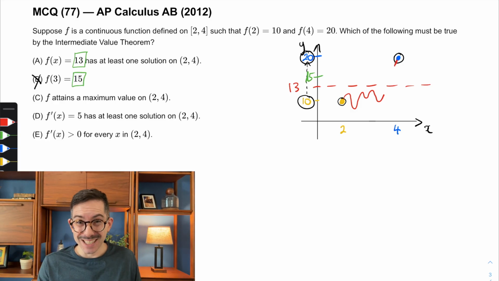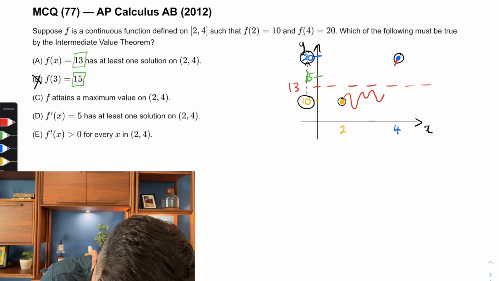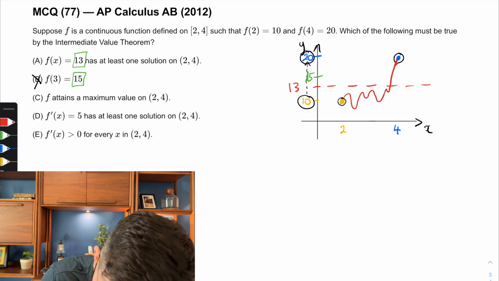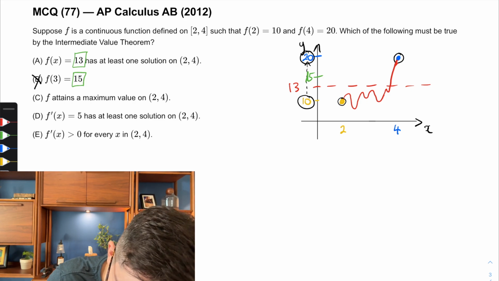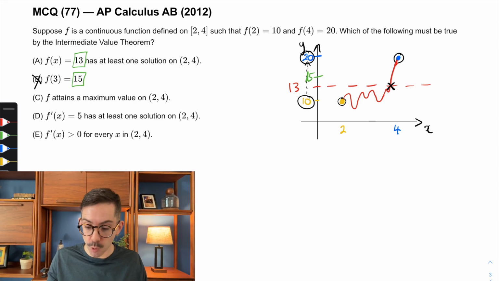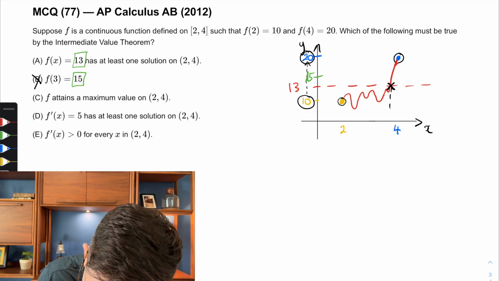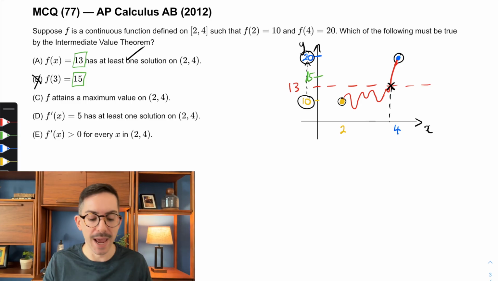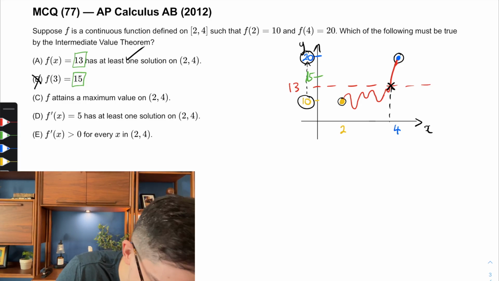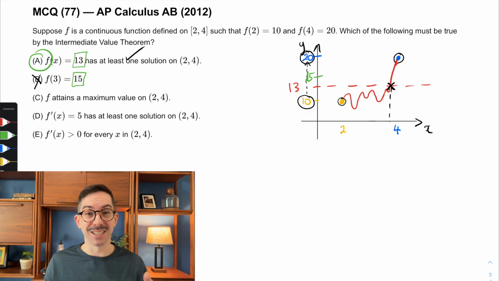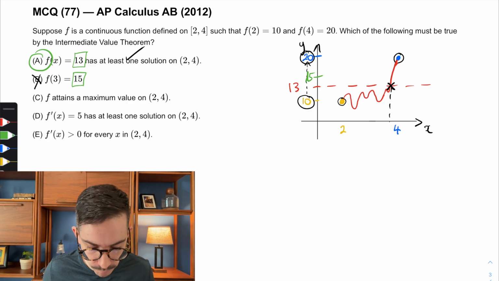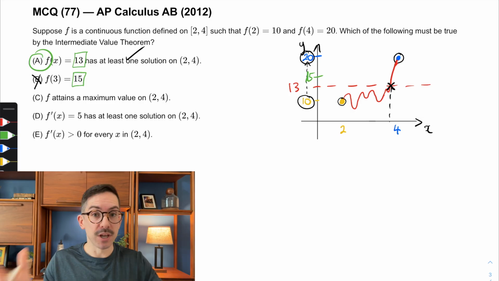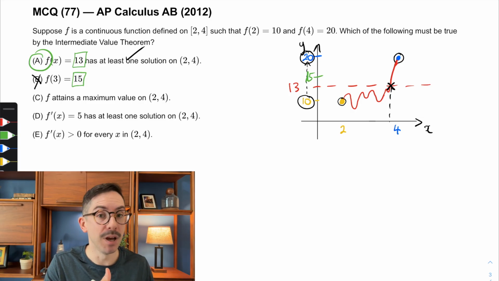If my graph has to be continuous, I'm not able to get around the fact I've got to cross over that line y equals 13 sometime, at least once, maybe more than once. But as soon as I've crossed over it at least once, that gives me a solution to f of x equals 13. And this is exactly what the intermediate value theorem tells us has to be the case. So if we're confident in that, we can move on to the next problem if we're under time pressure on the exam, which we will be.